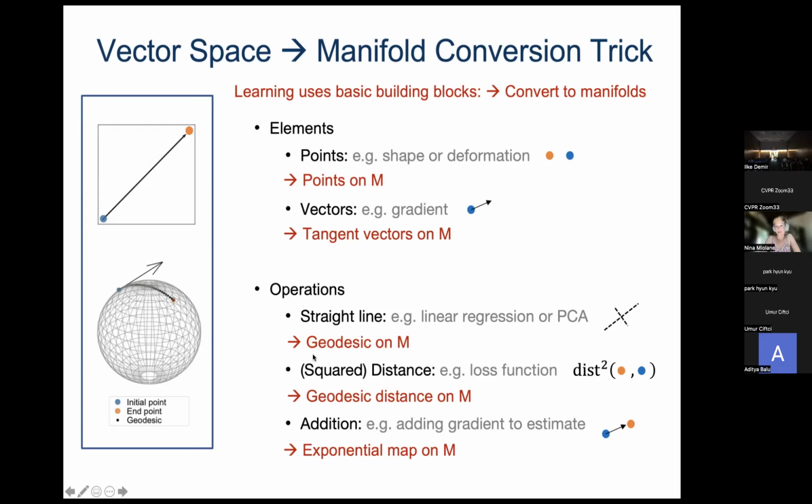And lastly, we need a generalization of the notion of addition. On the vector space, we can add a vector, for example, a vector in black, to a point here in blue. On the manifold, this operation is now called the exponential map. And it is again illustrated on the left, where we add not a vector, but a tangent vector, the tangent vector in black, to the point in blue. Performing this addition operation allows us to reach another point on the manifold, which is the point in orange. So that is the vector space manifold conversion trick.